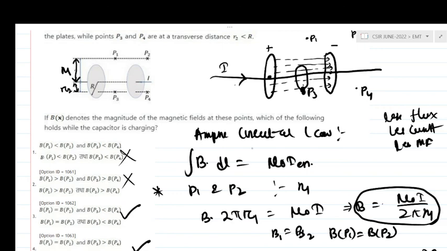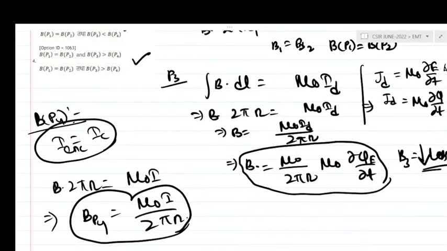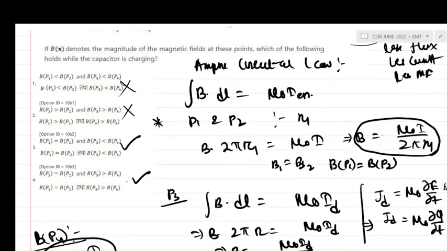This is because our displacement current is less at point P3, and our conduction current is more at point P4. So I hope you get all my points. So thank you. Our matching option is not option 4, this is option 3. So thank you.